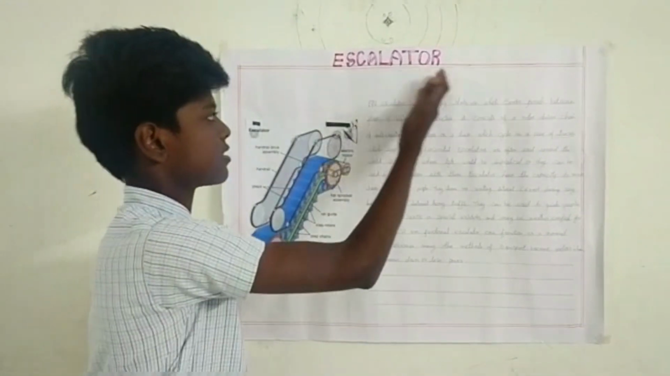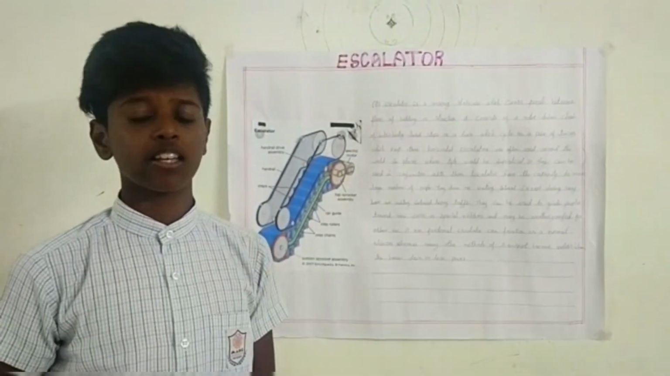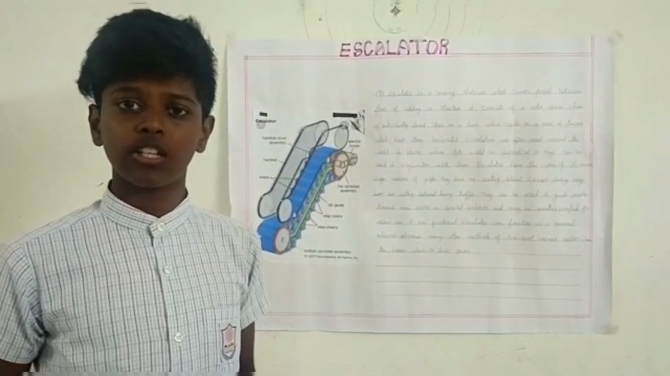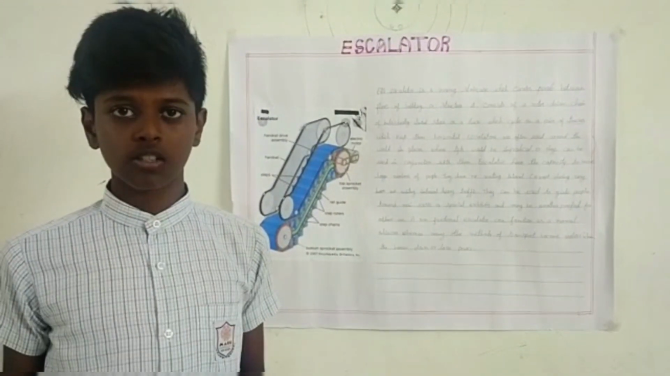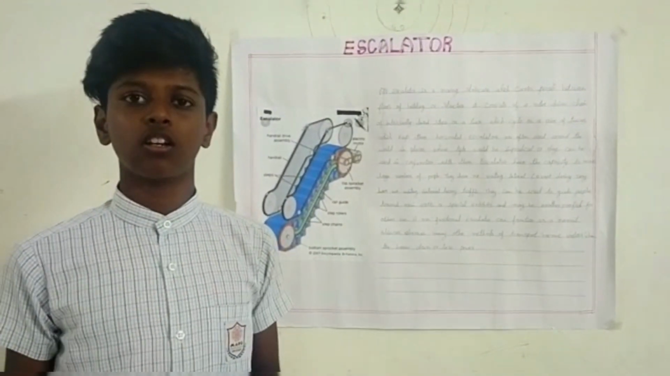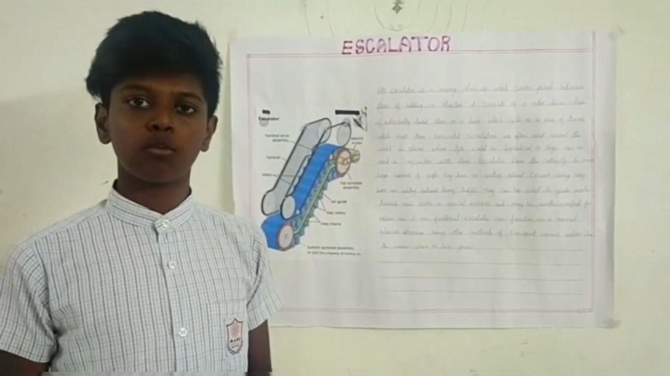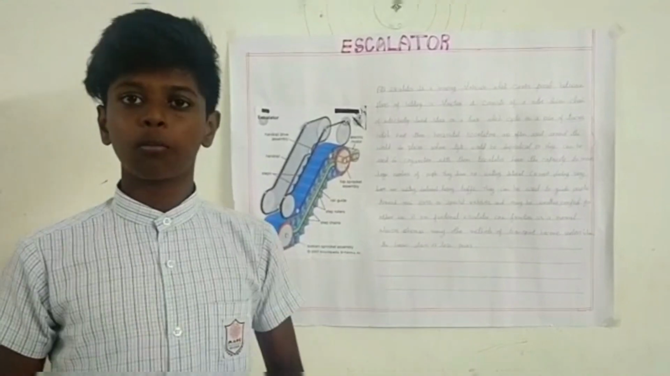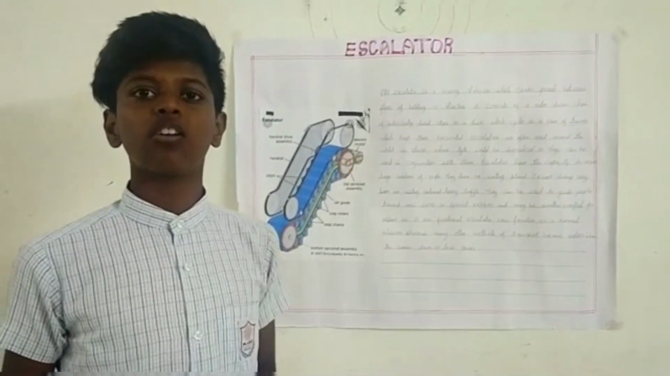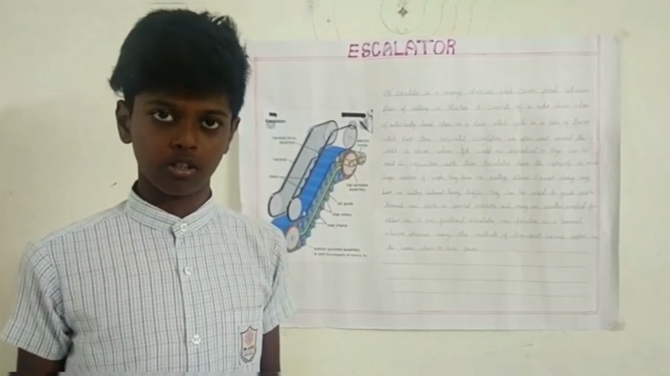Today my topic is escalator. Escalator is a moving staircase which helps people to move floor to floor easily. It is used in shopping complexes and a lot of malls. It is running on electricity and motor. It can carry many people. You don't have a delay except in heavy traffic of people.